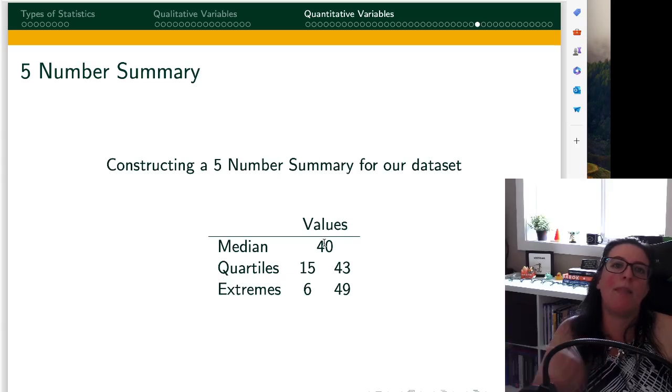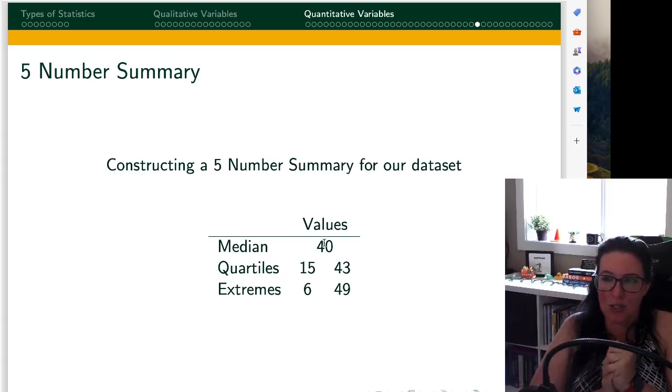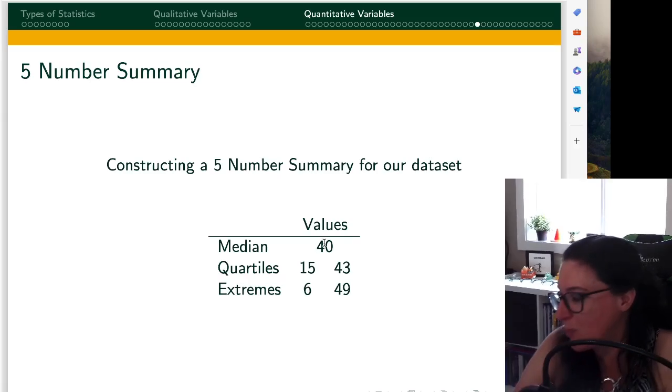Typically, you would combine that with the mean and standard deviation to get that full picture of what's happening, because once you compare the median and the mean, you can start to see that skewness, as well as we have our extremes, so we can see the outliers as well.